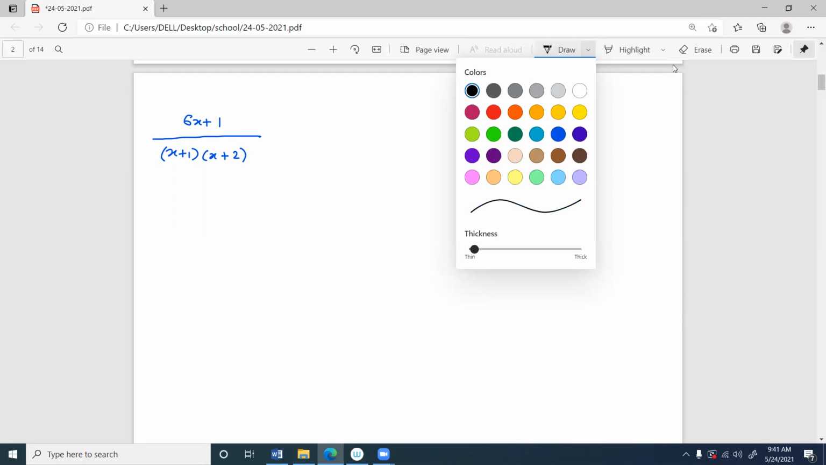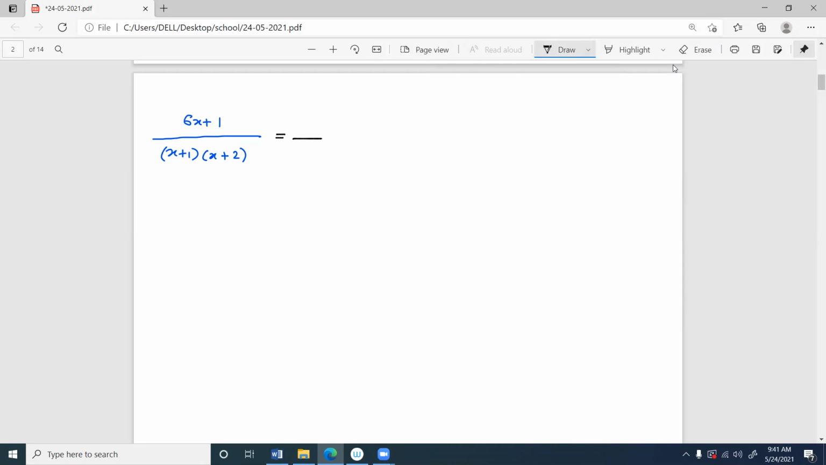This is the question. You can make this equal. You can break this denominator into x plus 1 plus x plus 2. Then you can write this one as A and B. You can put any letters you like. I just put A and B because they are the first two letters. Then take the LCM of the left hand side. So you can say A times (x + 2) plus B times (x + 1).